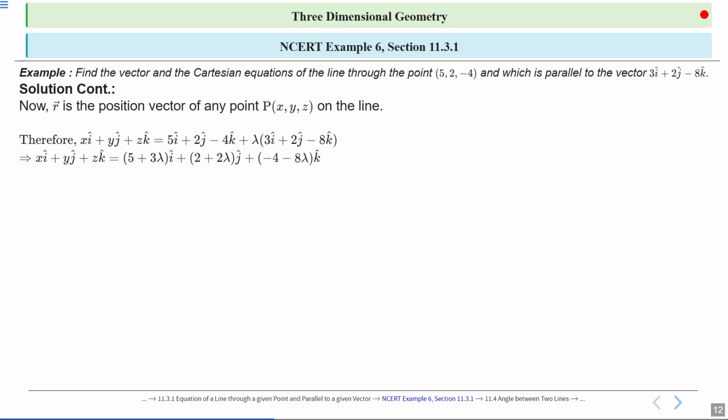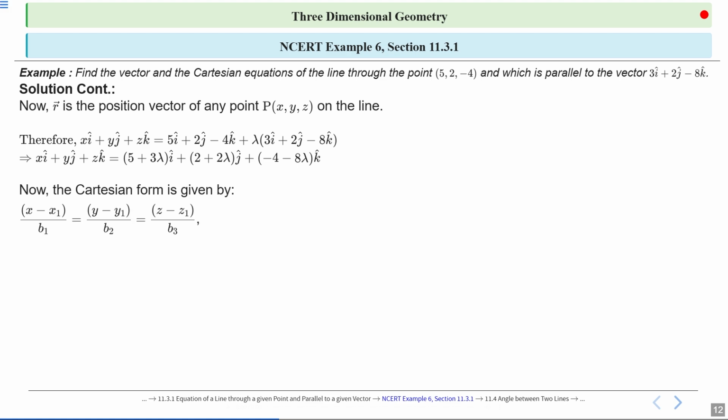Now let's expand this equation to group the i cap, j cap and k cap components together. So we get xi cap plus yj cap plus zk cap equals (5 plus 3 lambda) i cap plus (2 plus 2 lambda) j cap plus (minus 4 minus 8 lambda) k cap. Now let's move on to the Cartesian form of the line. So now we are going to find the Cartesian equation of the line through the point (5, 2, minus 4) and parallel to the vector 3i cap plus 2j cap minus 8k cap.